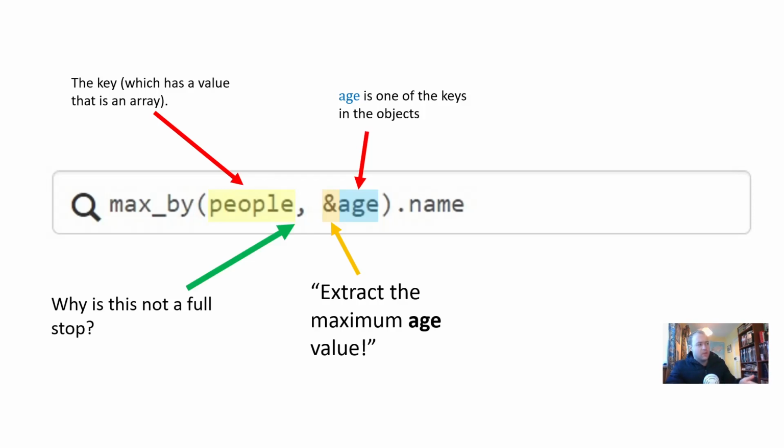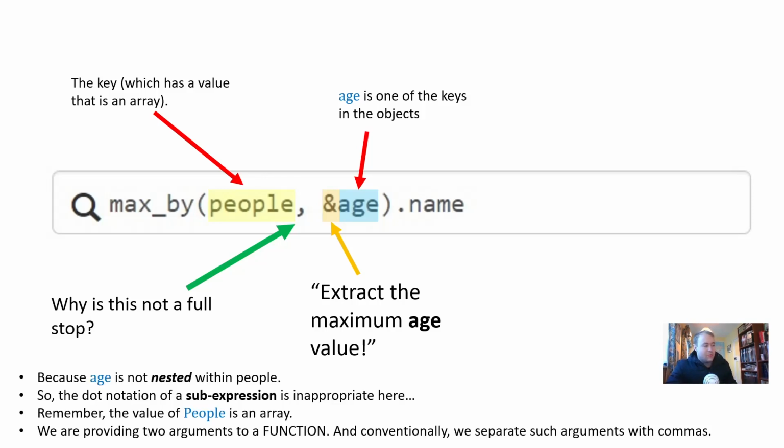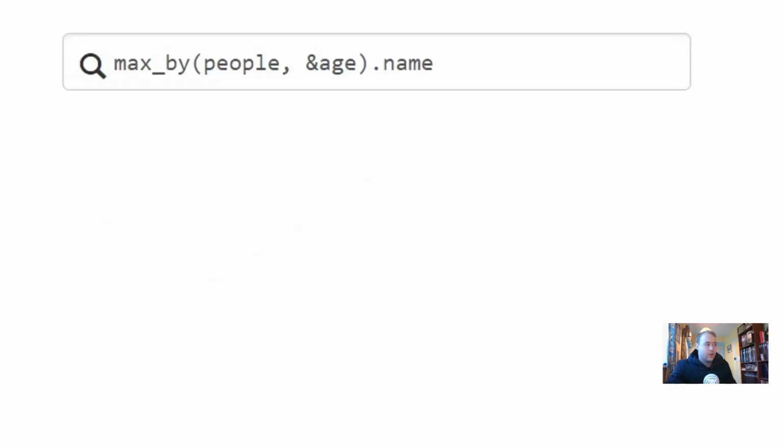There's not a full stop there because we use a comma to separate the arguments in a function. That's just the way it is. It's opening rounded bracket x, comma, y. And it's not a sub-expression. It's not that dot notation of a dot b dot c. Age is not nested within people. We're providing 2 arguments to a function.